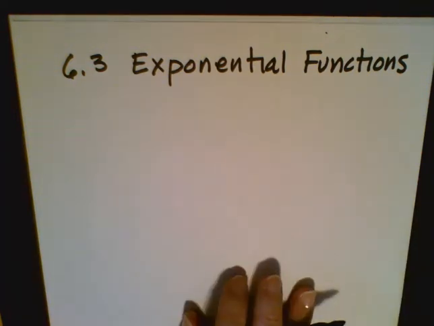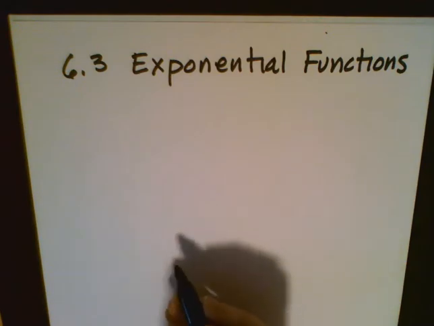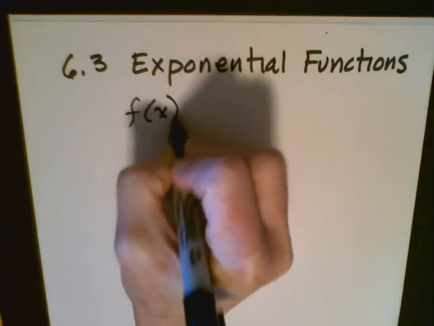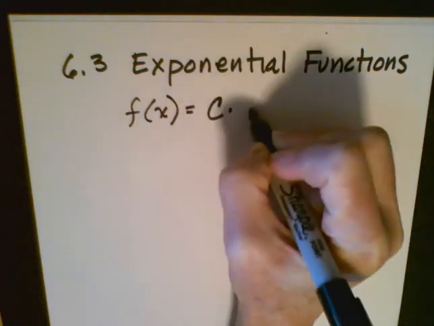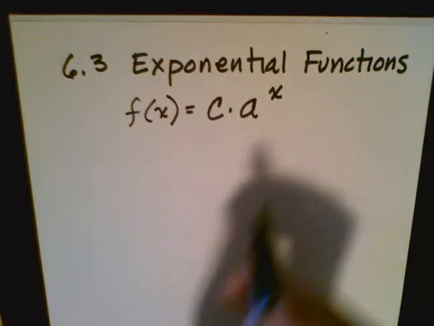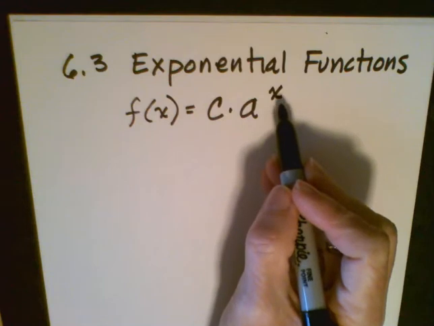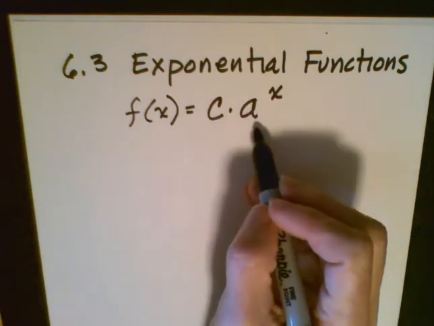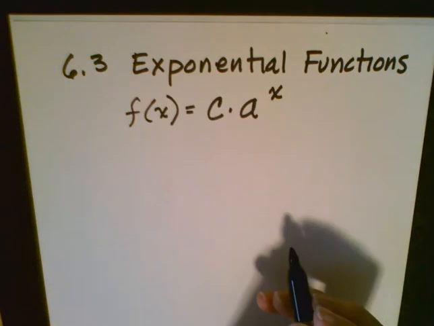In this video, we're going to look at the beginnings of 6.3 exponential functions. These are functions that take the form f of x equals c times a to the x, and these are called exponential functions because the variable is in the exponent. C would be a number, a would be a number, but x would be our variable.